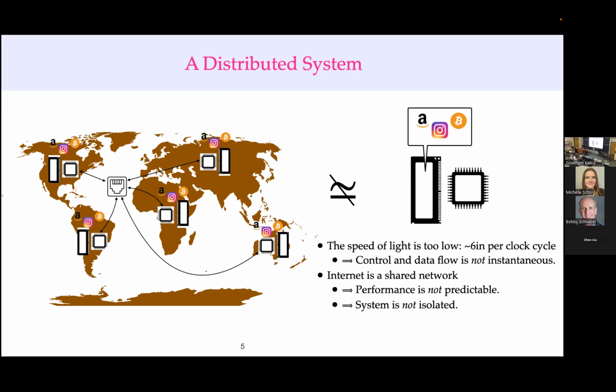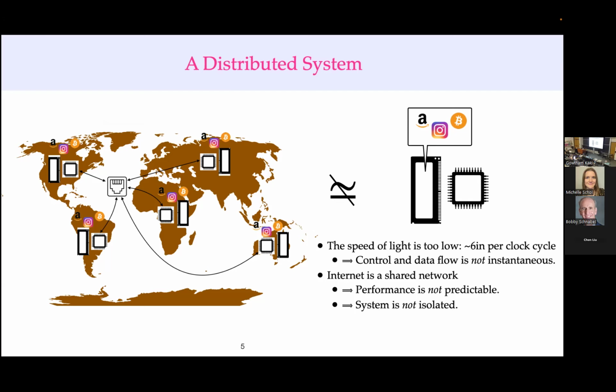The second important aspect of a distributed system is that the network on which it is built, usually the internet, is a shared network. It's an open and shared network, so it has two major implications. The first is that because you're sharing the network with multiple traffic flows, the performance is not predictable. There can be congestion, packet drops, or sometimes even network partitions. The other implication is that the system is not isolated. The data flow, which was previously private to your own application, is now visible to whoever is observing on the internet.